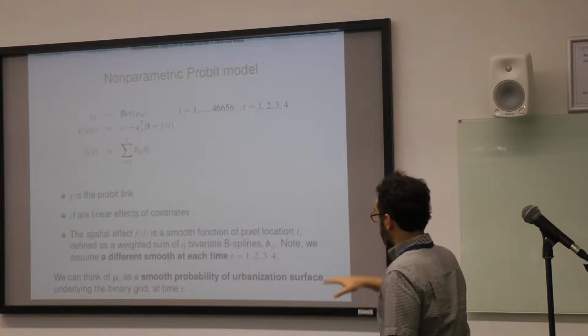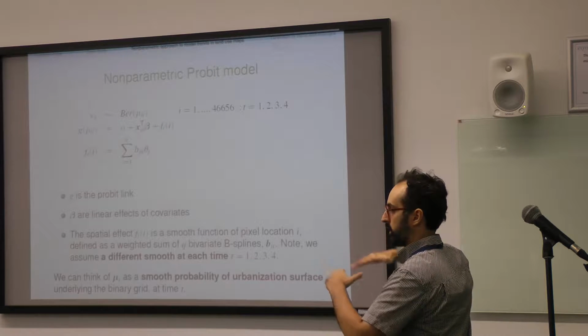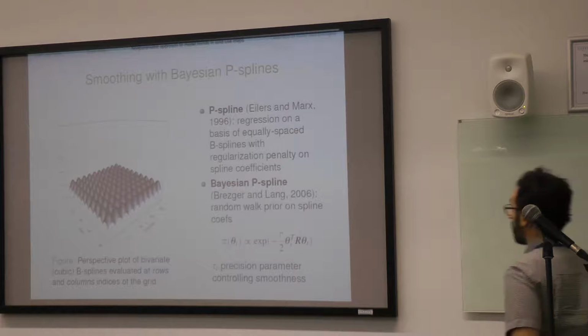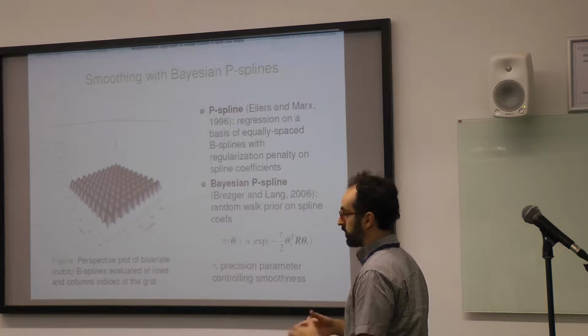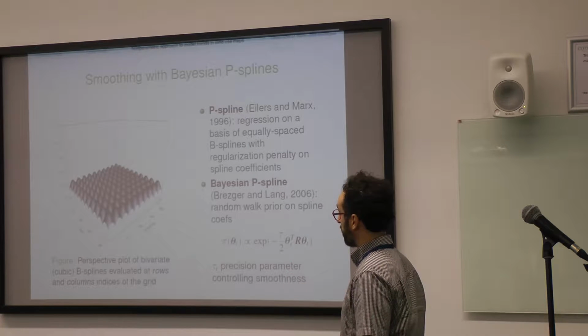What we do is assume a surface at each time, so that the partial effect can vary at each time, and we have 4 times. What Bayesian p-splines are is shown here. For people who are not familiar with this, it is a method to estimate a smooth effect, in this case, a smooth surface.